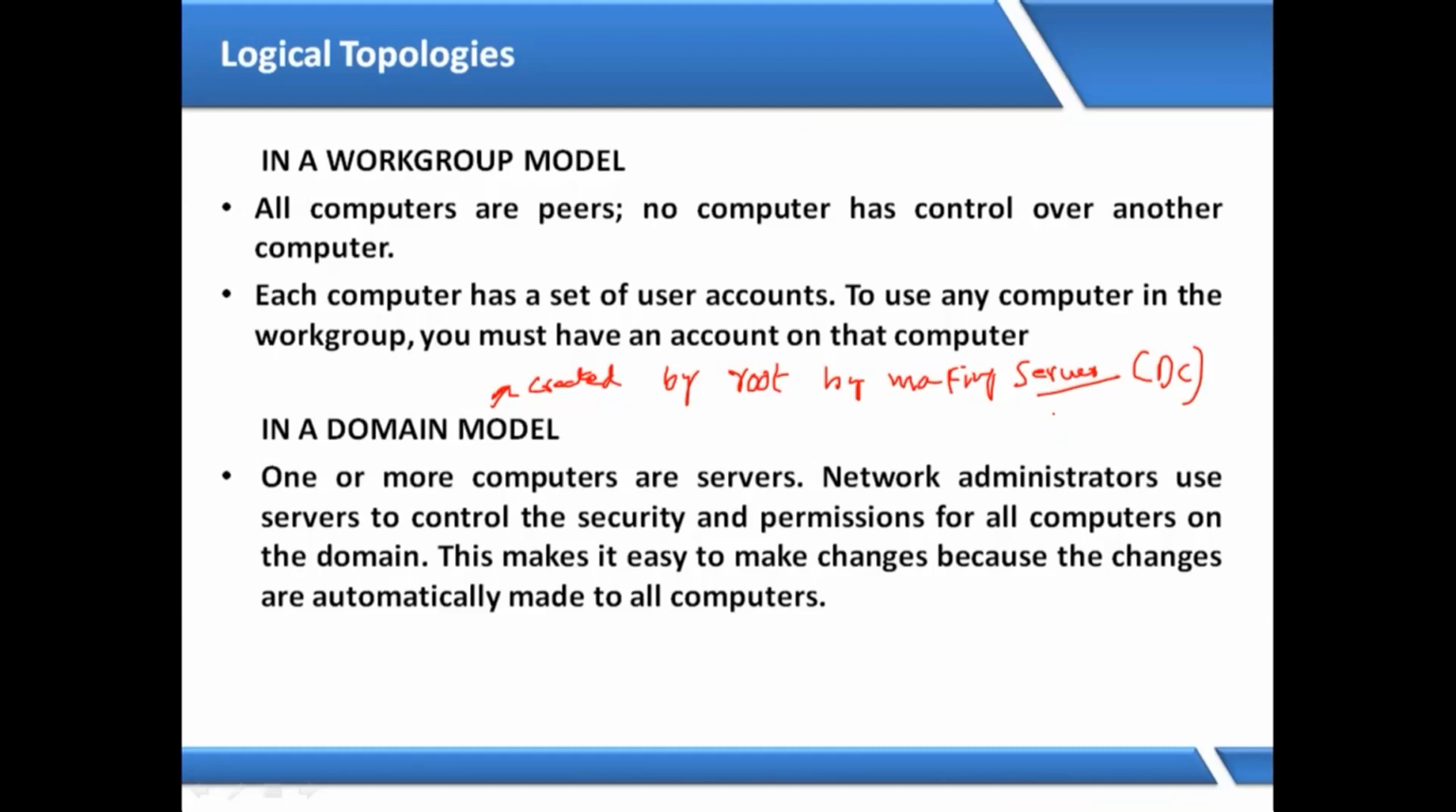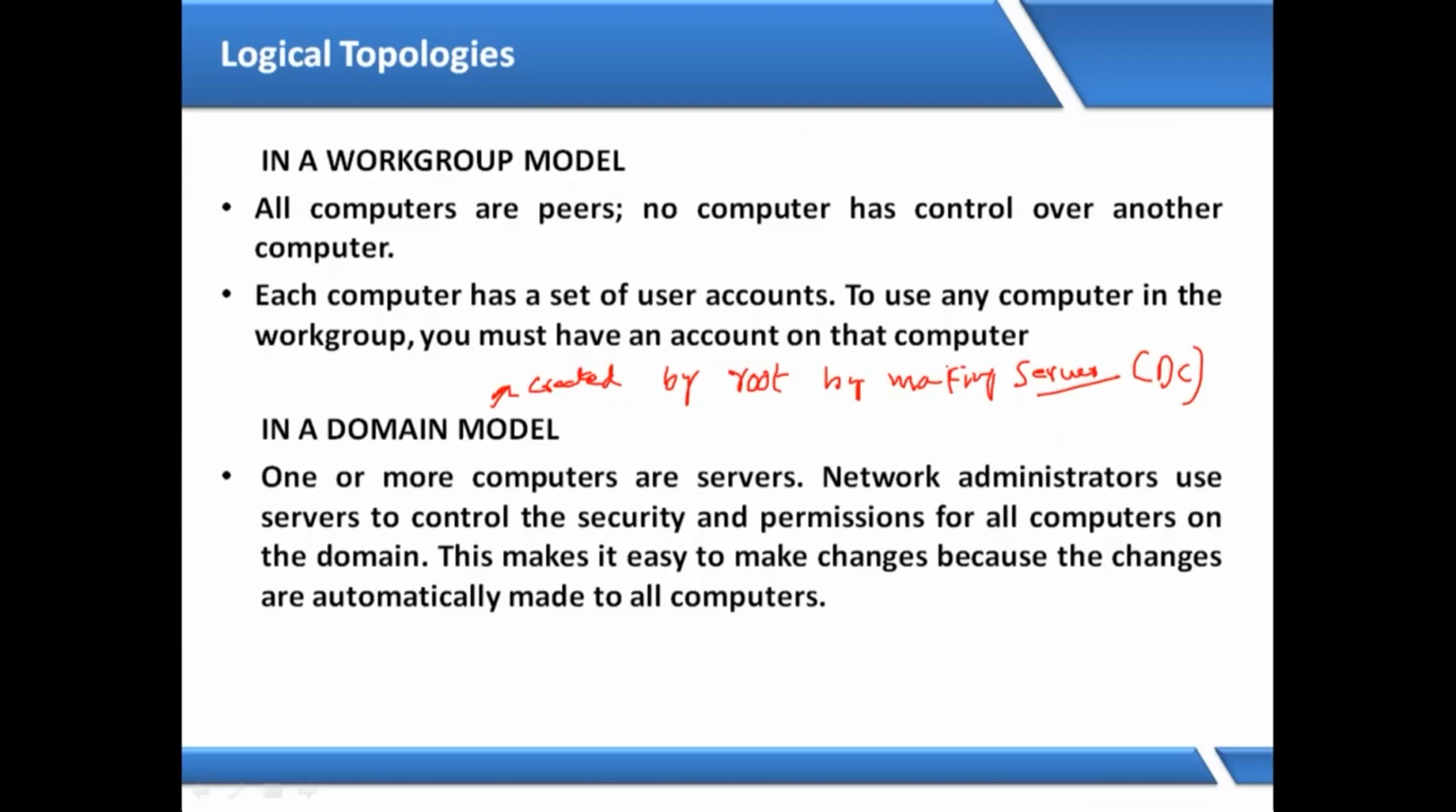So what is the difference from the workgroup model? Everything has to be done in every machine. Whereas in the domain model, whatever you do in the server, that effect will be there on all computers. So which model makes the administrator's job more simple and easy? Domain model. That is the reason every company uses only the domain model. Here server means DC, that we have to make.